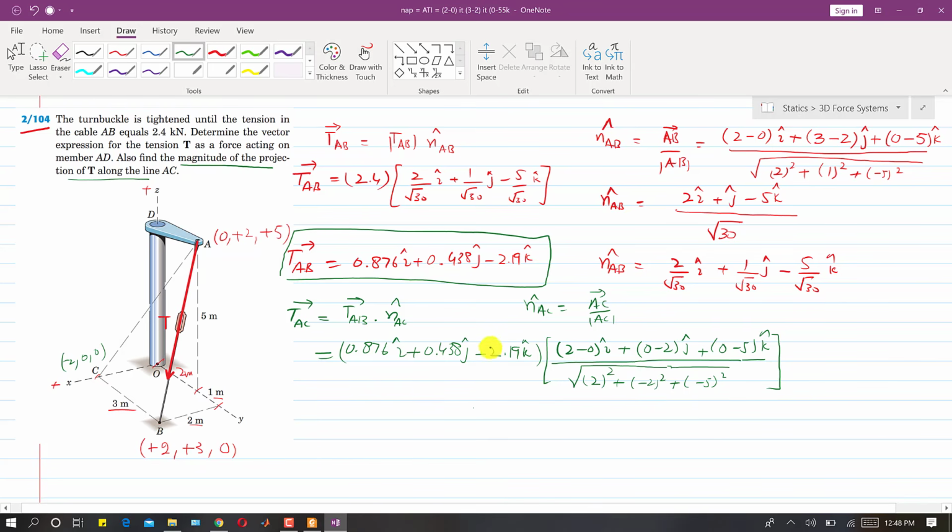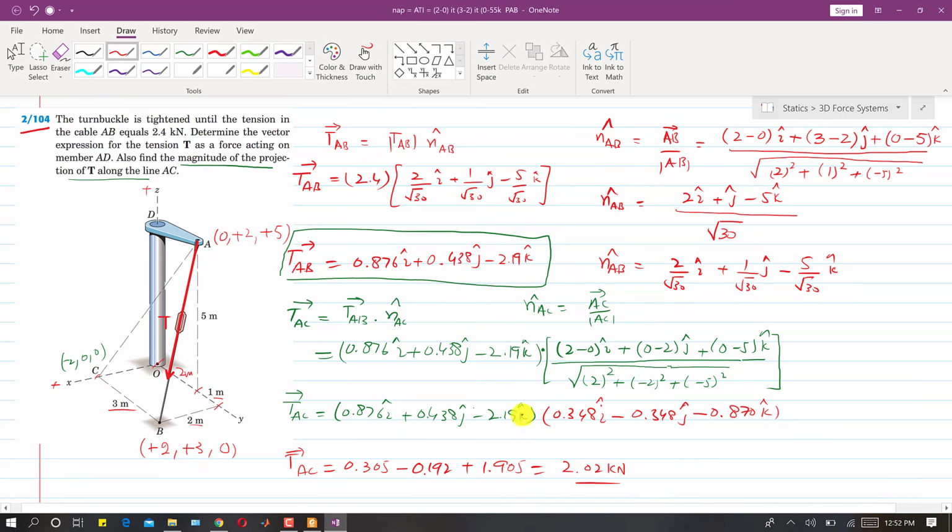So when we take the dot product of these two, if I multiply these, we will get the magnitude. So what we get is 0.876i plus 0.438j minus 2.19k, and if I solve this, we multiply the corresponding components of this with this, we get this, this and this, and when we add them, we get the magnitude of the component, the projection of TAB along AC, right? So this is the solution of this problem.